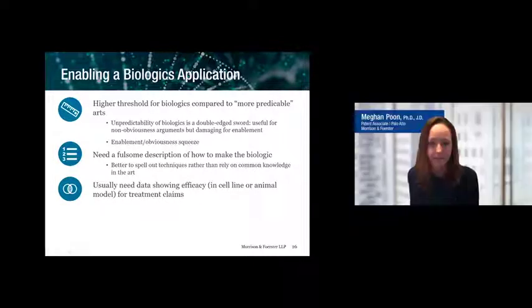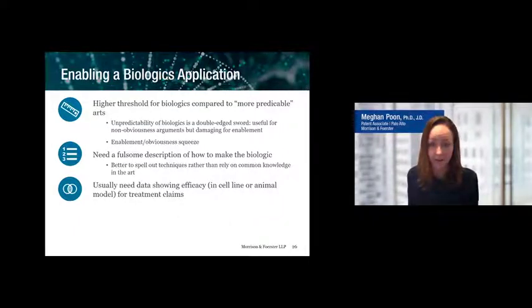Okay, so how do you enable a biologics application? There is a higher threshold for biologics applications as compared to more predictable art. For example, software and mechanical type inventions tend to have a much lower threshold for enablement. Maybe in those technologies, you can get away with having few or no working examples.